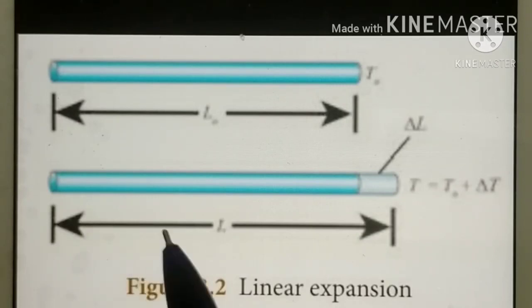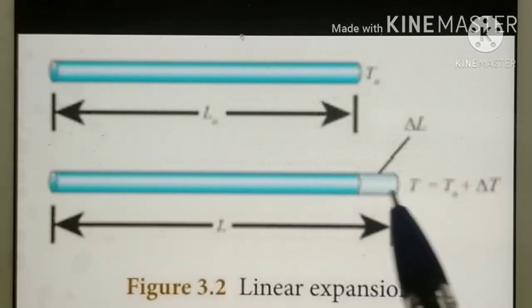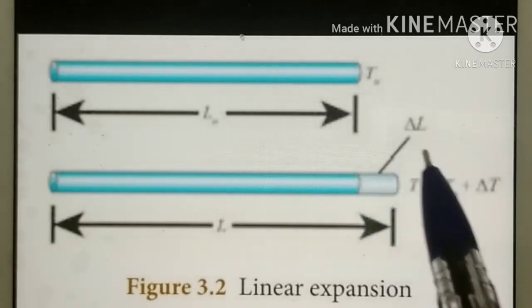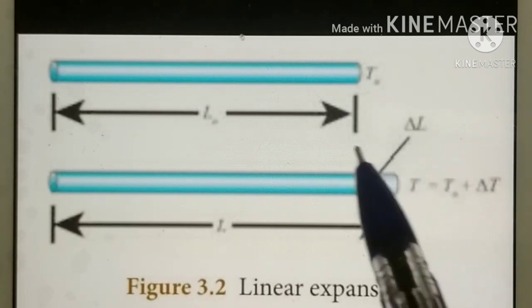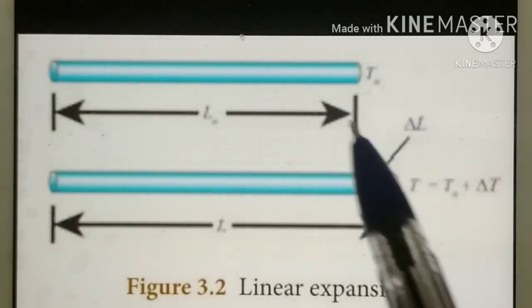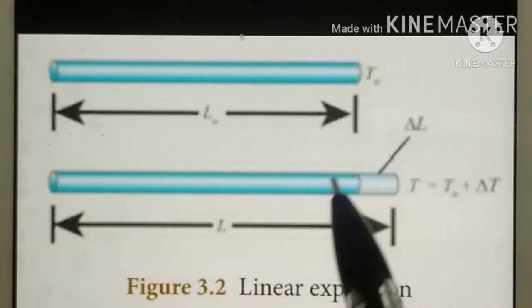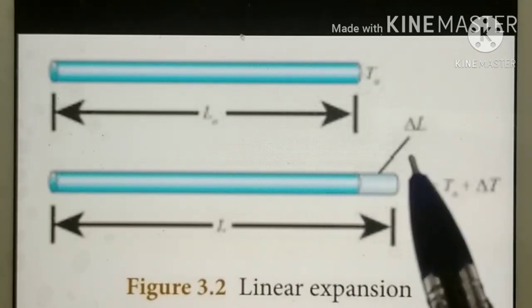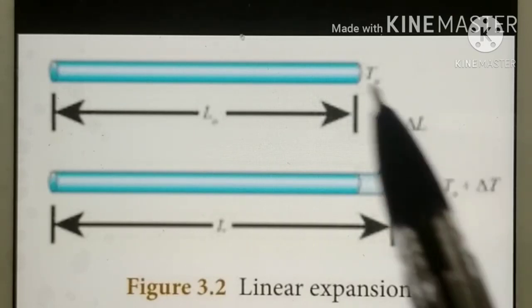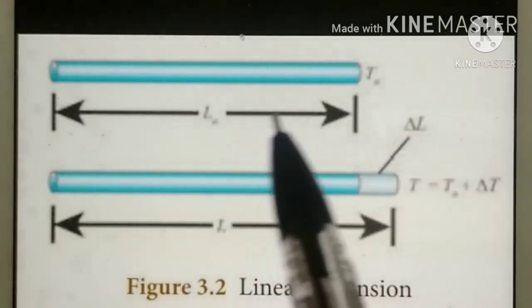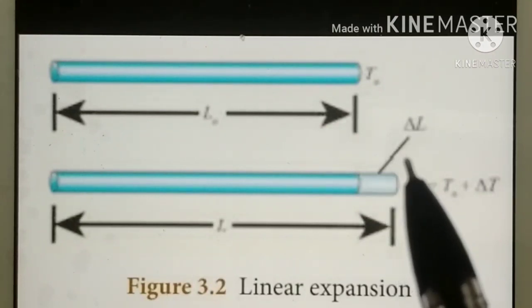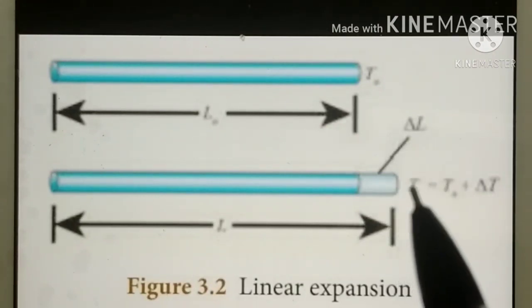After that, when we apply the heat energy, the length will increase. Let us take the change in length to be delta L. For every degree rise in temperature, there will be an increase in the length. So L0 is the original length and delta L is the change in length.